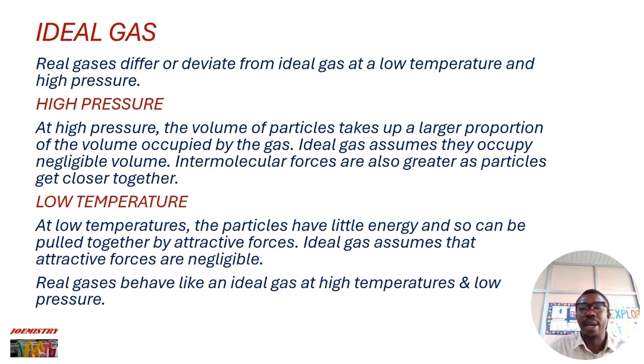So we want to consider under what condition of temperature and pressure real gas differ or deviate from ideal gas. Real gases deviate or differ from ideal gases at low temperature and high pressure. Now what happens at high pressure? The volume of the particles takes up a larger proportion of the volume occupied by the gas. So the volume becomes very, very significant at high pressure. Ideal gas assumes that they occupy negligible volume, but at high pressure, the volume of the particles takes up a larger proportion of the volume occupied by the gas.